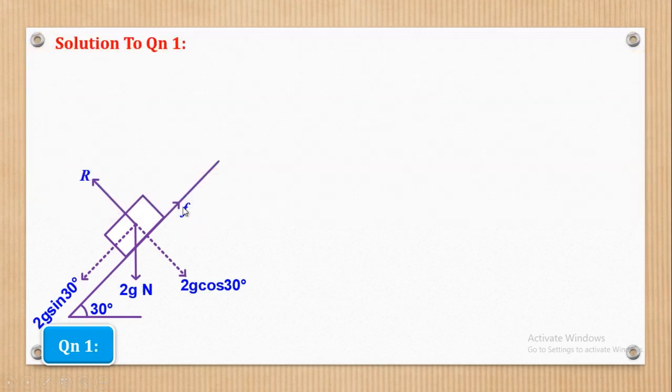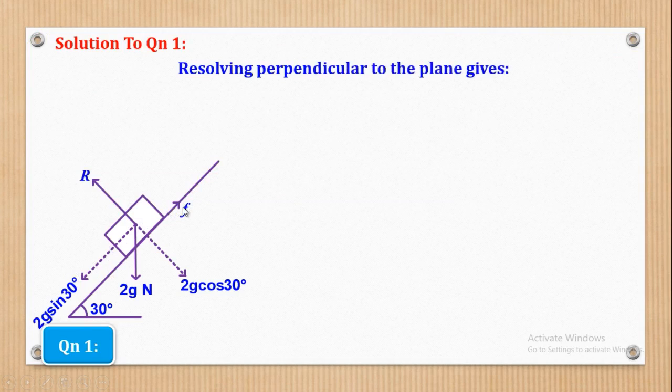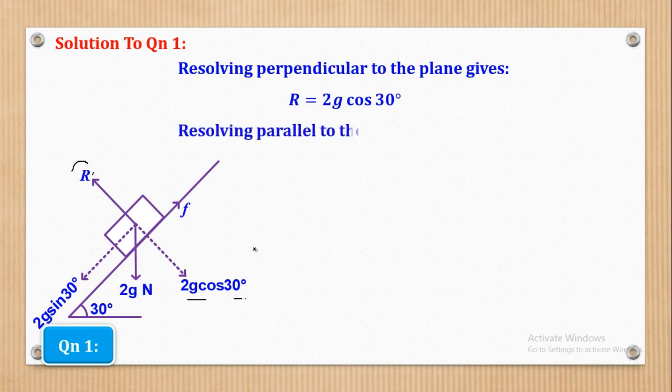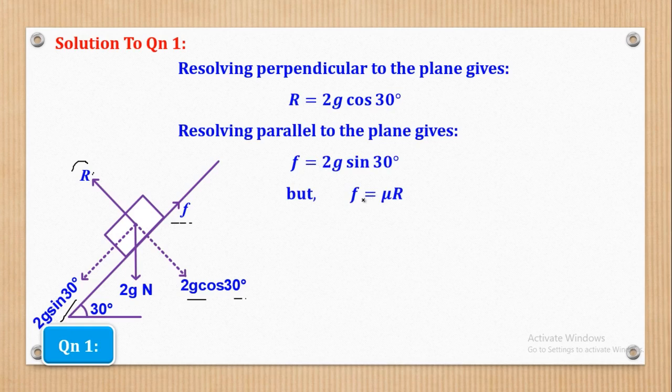which is mu. So we shall say, resolving perpendicular to the plane, we shall have R being equal to 2g cos 30. This will be equal to that. Then next we shall also resolve parallel to the plane, and parallel to the plane we shall have this F being equal to 2g sine 30, which is that. But we know that friction is equal to mu R, where mu is the coefficient of friction and R is the normal reaction.